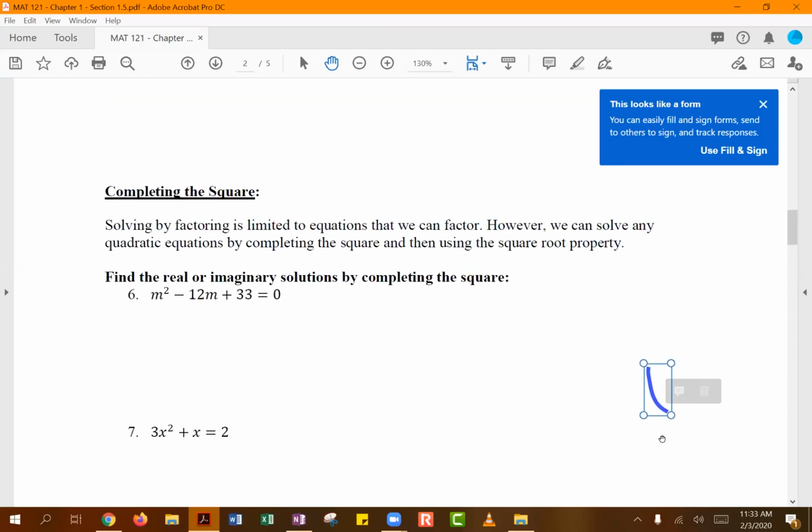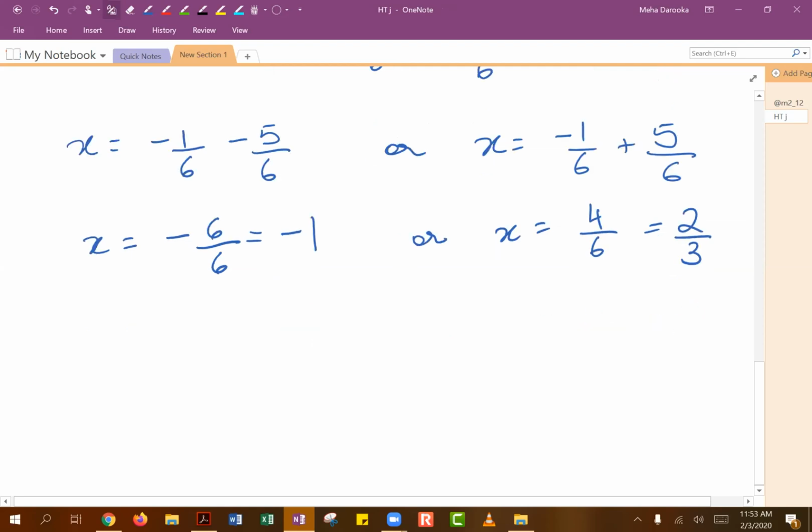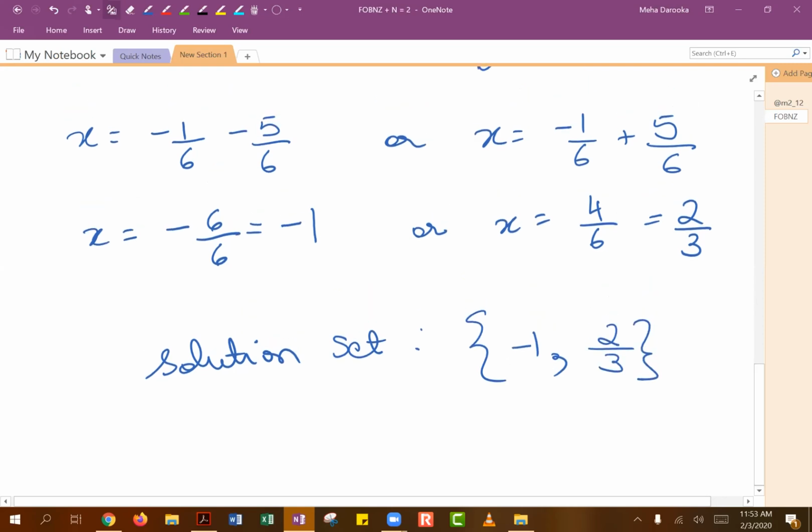Yeah, you're going to end up with -6 over 6 from the left-hand side, which will, of course, become -1, right? On the other side with the negative 1/6, positive 5/6, negative 1 plus 5 is going to be 4. Negative 1 plus 5 is going to come out to be 4 over 6, which will reduce down to 2/3. So you're going to get nice, clean, real number answers here. So your solution set will come out to be negative 1, positive 2/3.